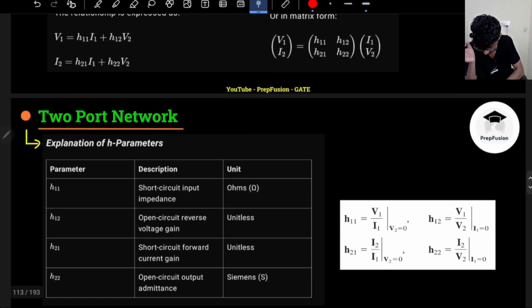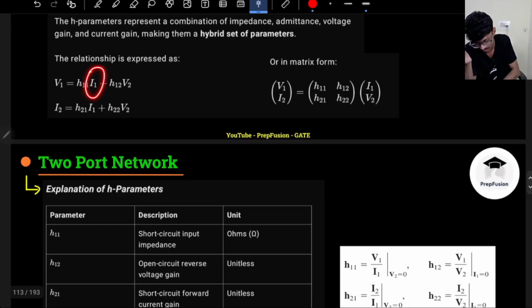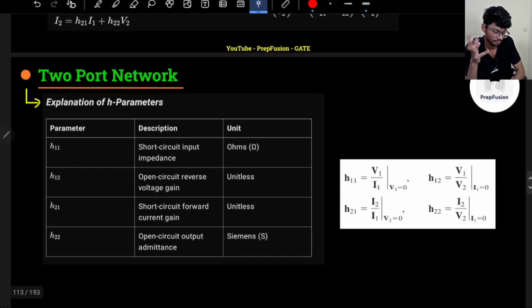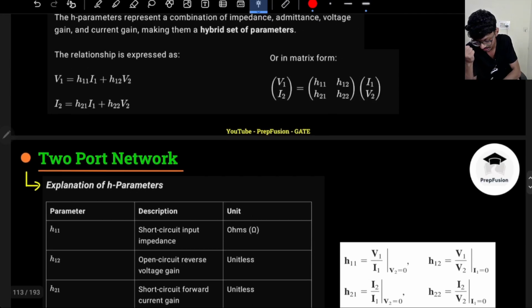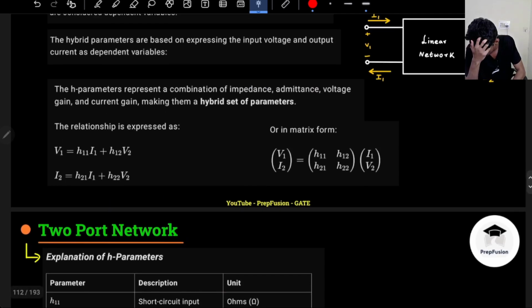And what about H12? What do I have to do? I have to make I1 0. I1 0 means open circuit the input terminals. If I open circuit, then the ratio of V1 over V2 will give me H12. It will be basically unitless, and this is H12.